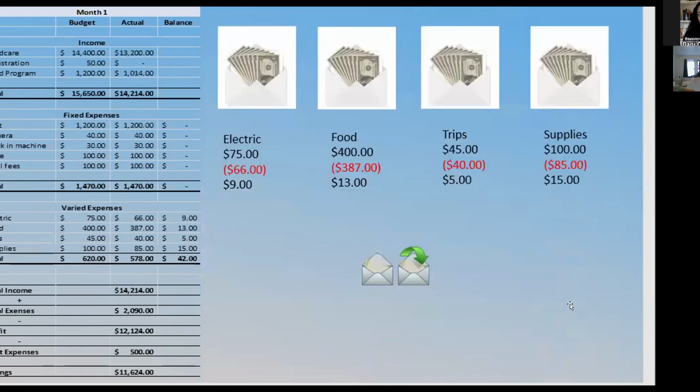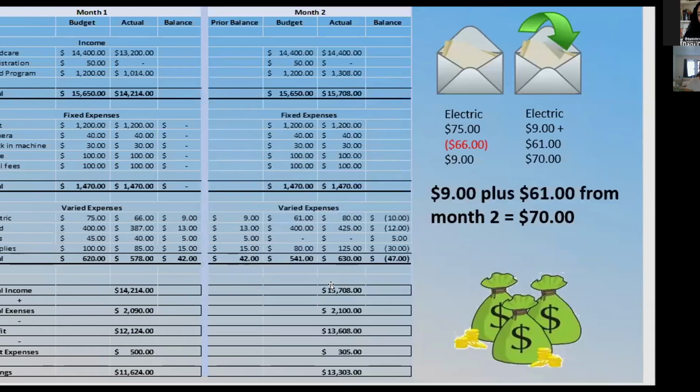But what happened in reality was that that's not what you spent. You had this left over, right, from the prior month, and now we brought it over to the next month. So this example I'm going to give you with electric. Electric, you originally had $75. You spent $66, you had $9 in your envelope. You added $61, but in reality, you spent $80. That means that you had $10 less because you needed to take $10 from your savings to contribute to your electricity. Instead of like last month where you budgeted $75, but you spent $66 and you had $9 left over.